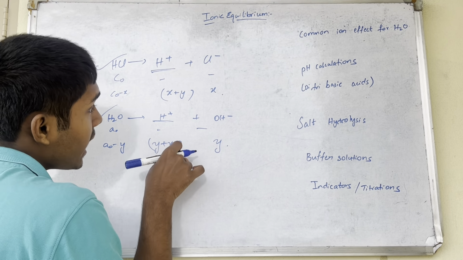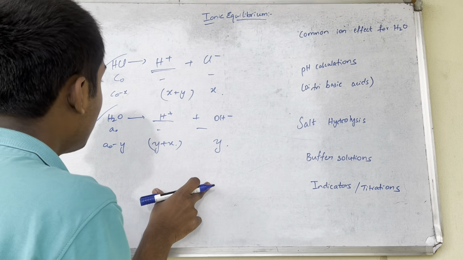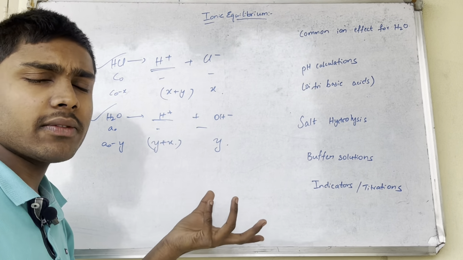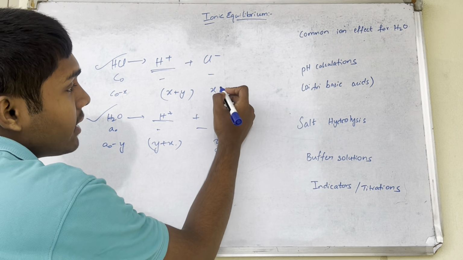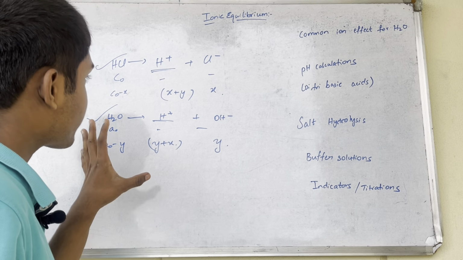Basically, you have to take X plus Y and Y plus X. It's a very important point to note. This is about common ion effect. Any common ion effect questions, you have to do the same thing. Write X plus Y. Even if this is the same, you have to write X plus Y. Okay, this is about common ion effect.